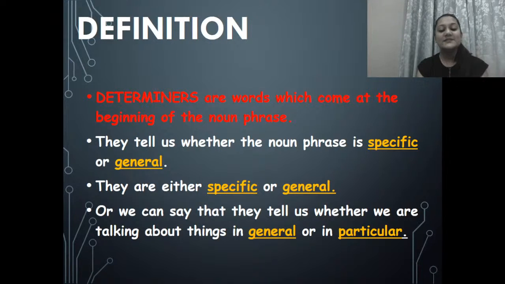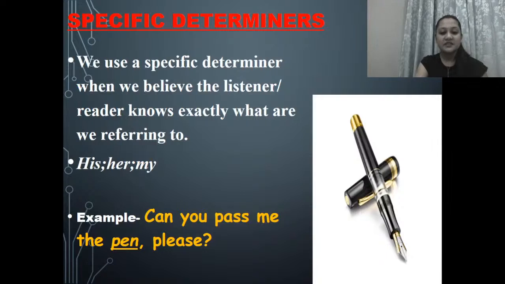Here, they are either specific or general. So the noun which we are going to speak about, in front of it, they will be either specific or general. Or we can say that they tell us whether we are talking about things in general or in particular. So by simply using determiners, one can easily identify whether we are talking about a very general thing, or going way too specific or particular with our idea. Okay. Now, specific determiners, as I have already told you, are used for something about which the listener or the reader knows beforehand, right?